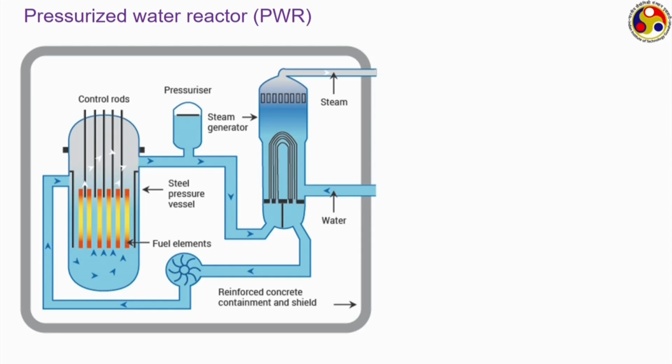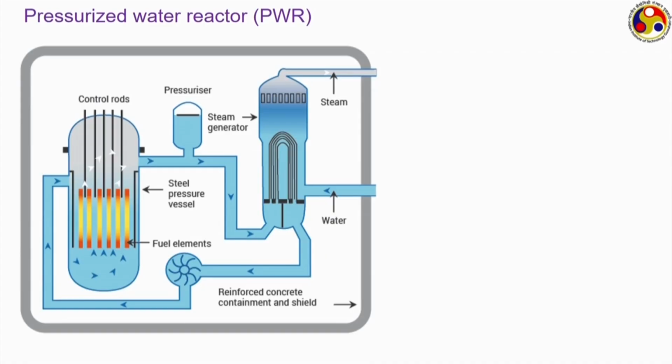Pressurized water reactor is the most common type of nuclear reactor that you can find throughout the world in different countries, like in the United States, in several European countries like Germany or France, and also in several other parts of the world. Actually, in India, the first nuclear plant that was established at Tarapur, Maharashtra, those reactors were also of PWR category.